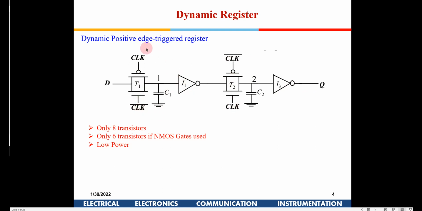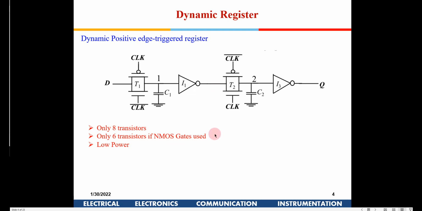Okay, now it is a positive edge triggered, so you are giving a clock bar. Now when the clock bar is low, this becomes transparent. So whatever data D is available, that is available to the input of this inverter, and the output is available here. So it is available at this node, the output of the node.